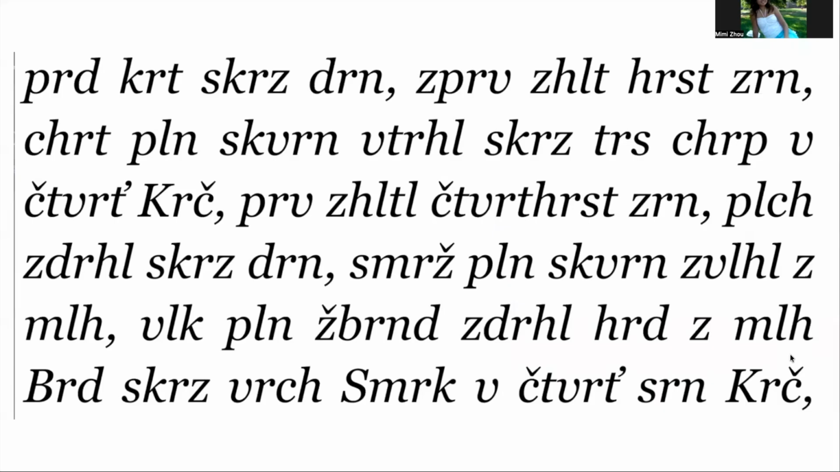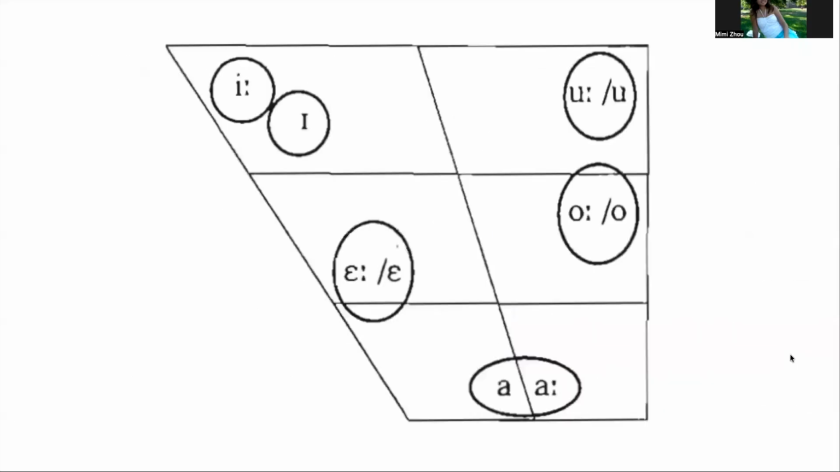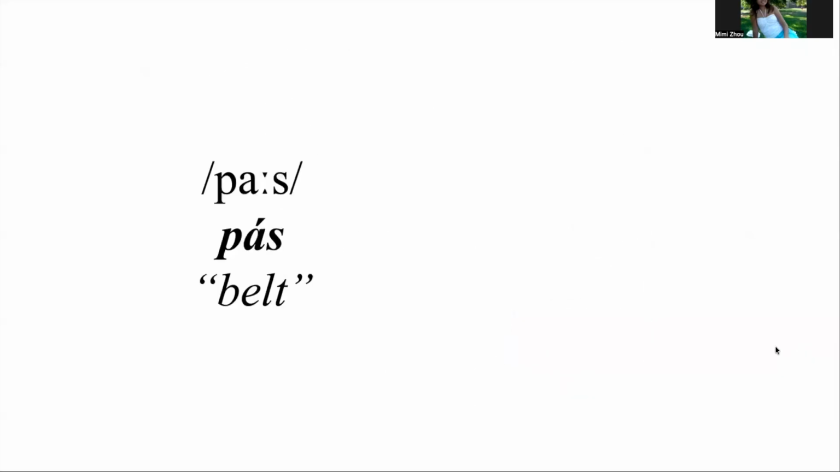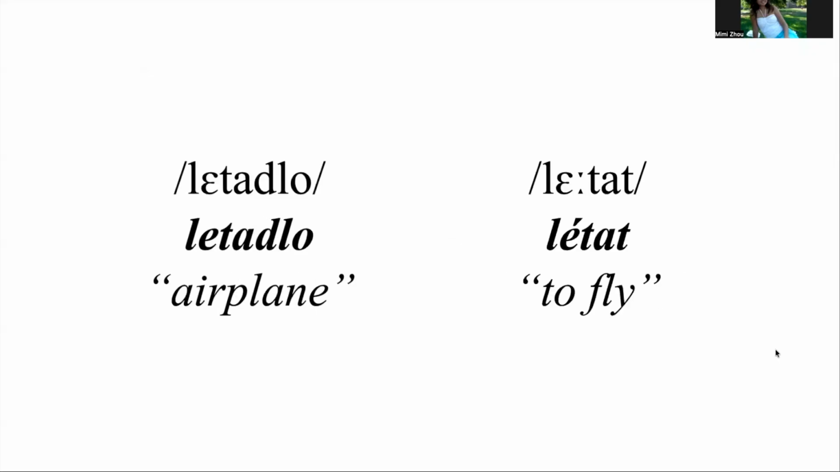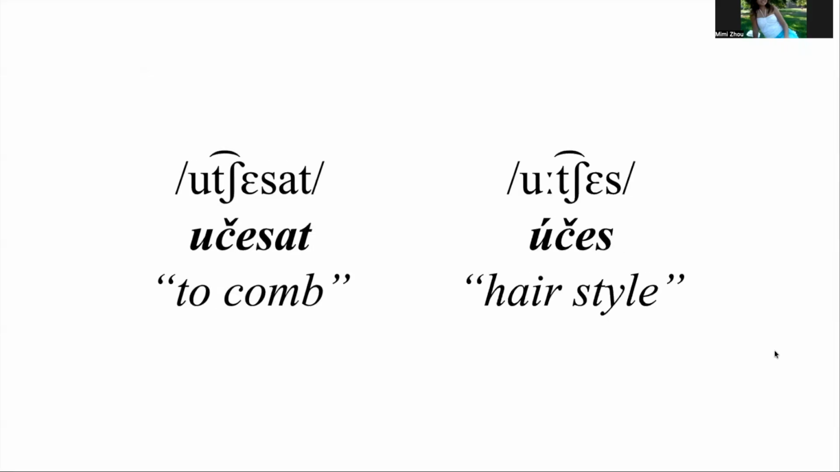As we can see, consonants are integral to the Czech language. But we've spent enough time talking about them. Let's look at Czech vowels. Czech features 10 monophthong vowel phonemes. There are 5 long and 5 short because Czech uses a suprasegmental contrast of vowel duration. Listen to these pairs of words. Pás. Pas. Letadlo. Létat. Učesat. Účes.